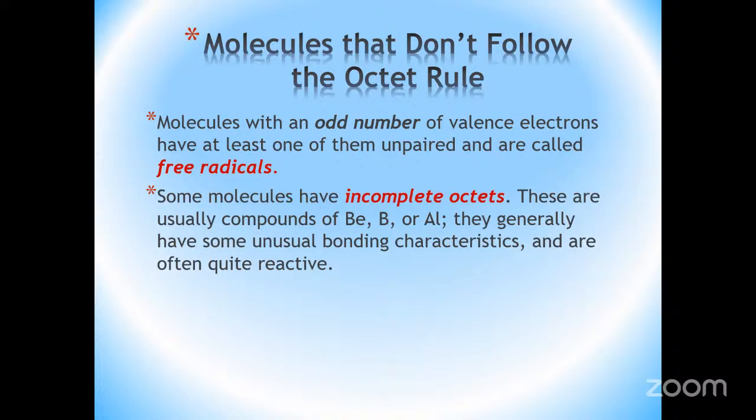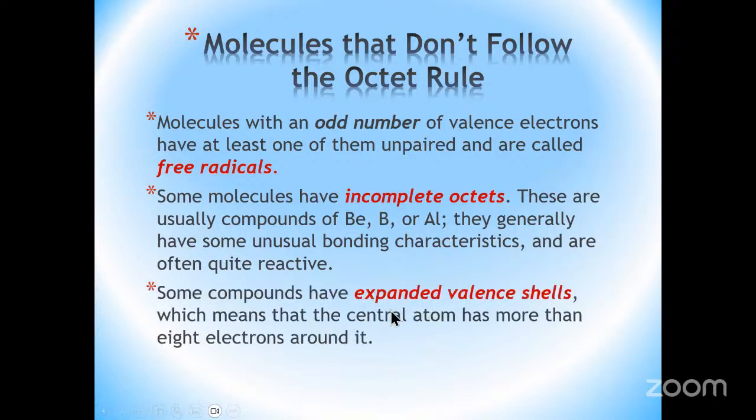In other situations, you might have a central atom with less than 8 electrons on its outer shell. And this is usually compounds of boron, beryllium, and aluminum, right? And they are very reactive because what they try to do is find electron pairs so that they can complete their octet. And by the way, that is true also for free radicals. Free radicals are also very active. They try to basically gain electrons so that they end up with all their electrons paired.